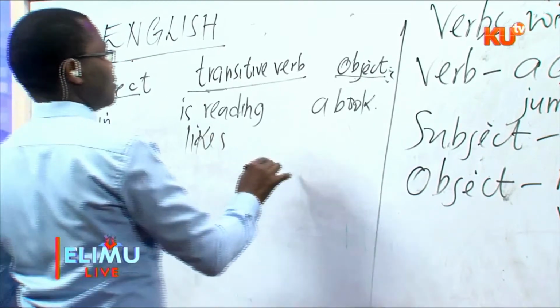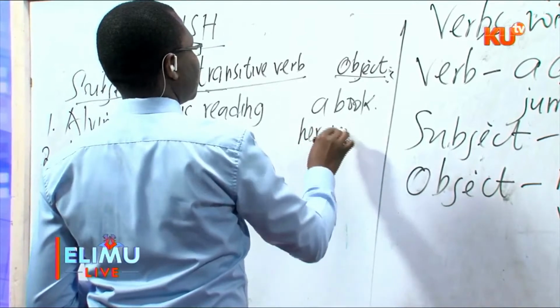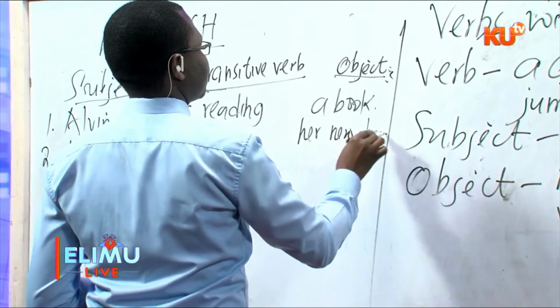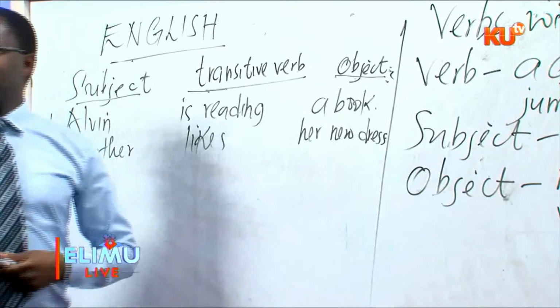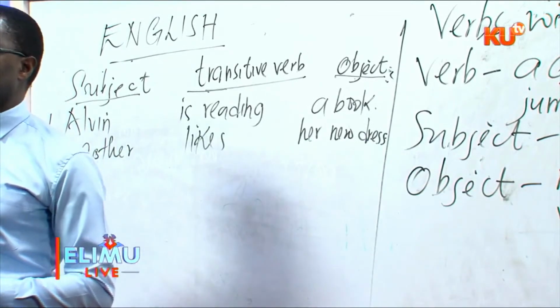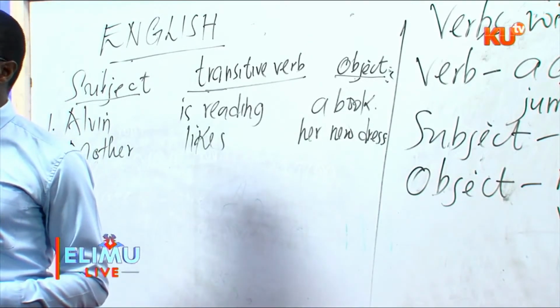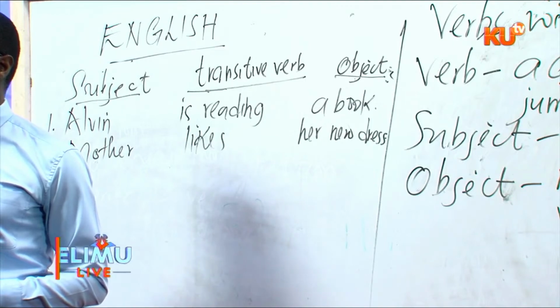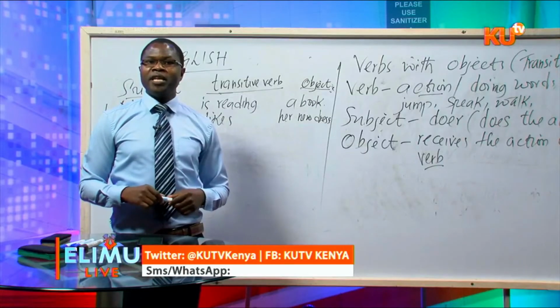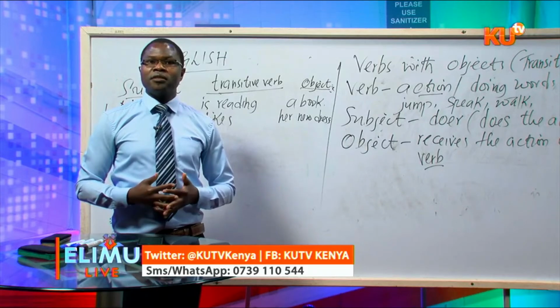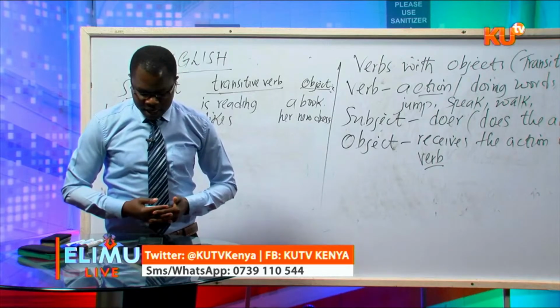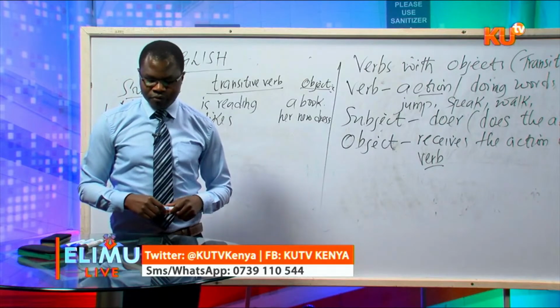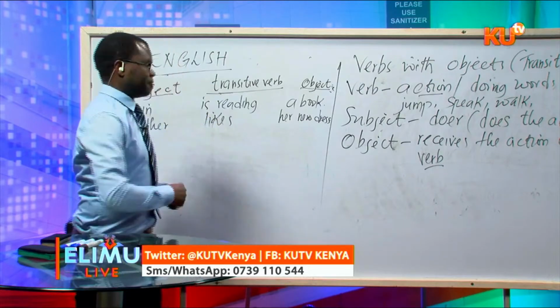Mother likes her new dress. In example 2, mother is the subject, likes is the verb, which is transitive, and finally her new dress is the object. Another example: the dog caught the thief.